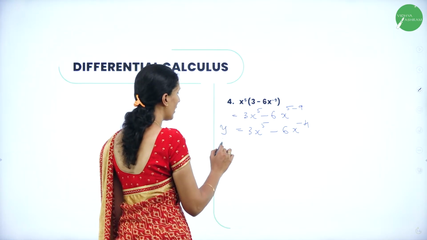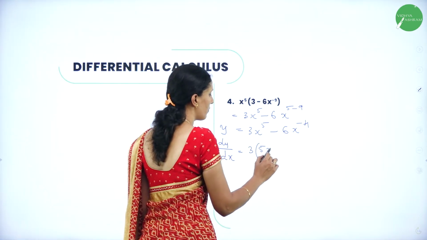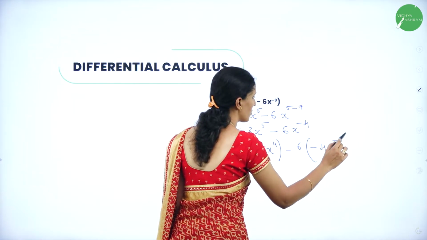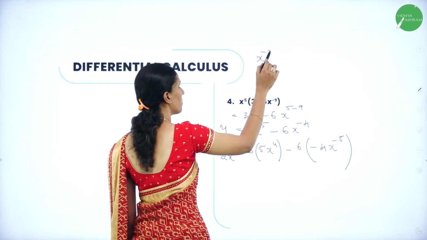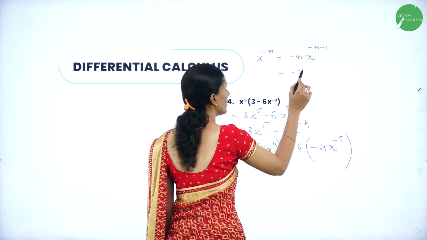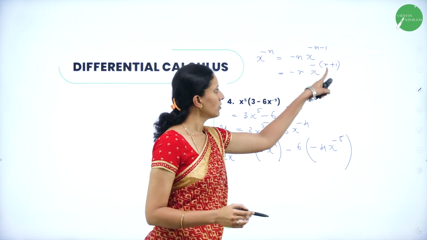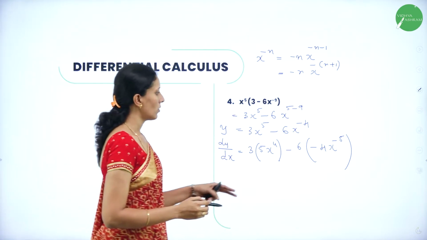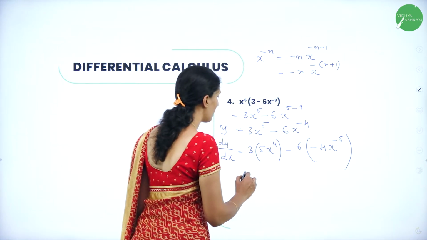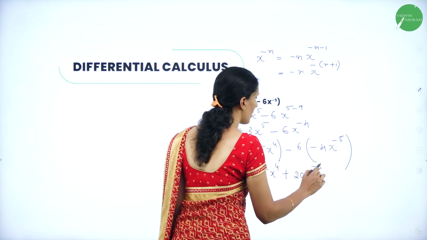So if this is equal to y, then dy by dx is equal to 3 into x power 5 can be written as 5x power 4 minus 6. X power minus 4 can be written as minus x to the power minus 5. Why minus 5 here? Because if you have x power minus n, then it is minus n x to the power minus n minus 1, which is minus n x to the power minus of n plus 1. So if you have a negative power, the value here will be plus 1. So therefore it is minus of minus 4 minus 1, which is minus 5. Now you can multiply. Here it is 15x power 4 plus 20x to the power minus 5.